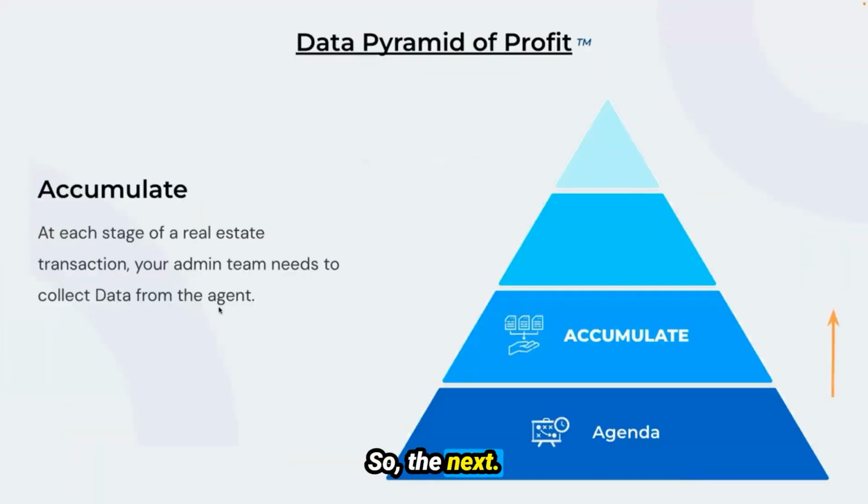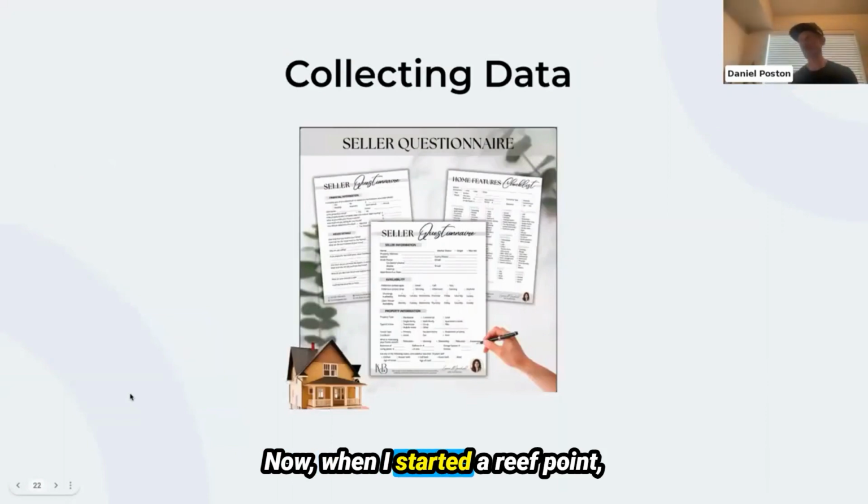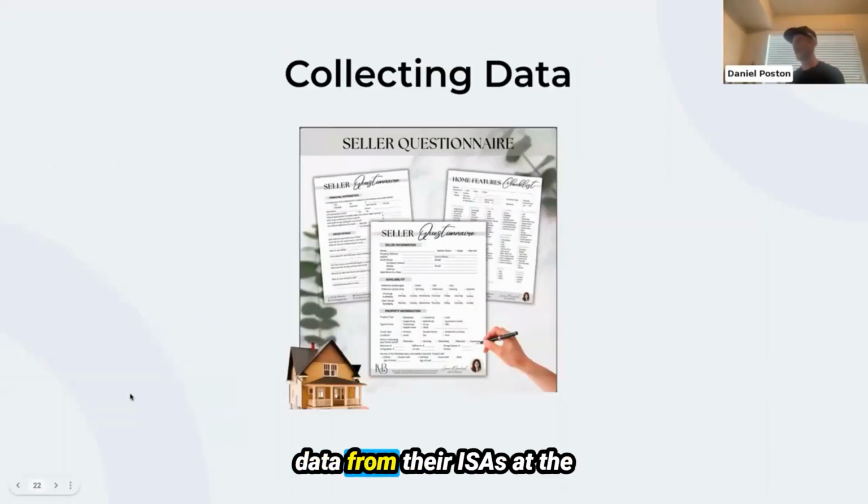So the next layer of our data pyramid of profit is data accumulation. At each stage of the real estate transaction, you've got to collect data from your agents. Now, when I started at Reef Point, the way that they collected data from their ISAs at the appointment was the ISA would set an appointment. They would write all the info down on a piece of paper. Then the ISA would take the piece of paper to the admin team, and the admin team would individually enter that data manually into the different CRM platforms that they were using at the time.